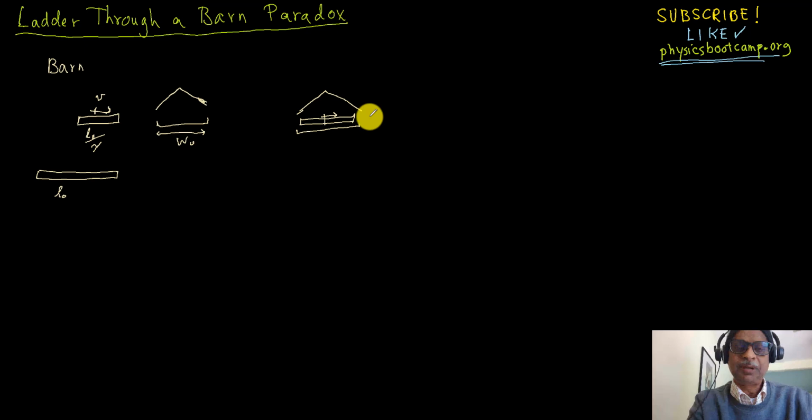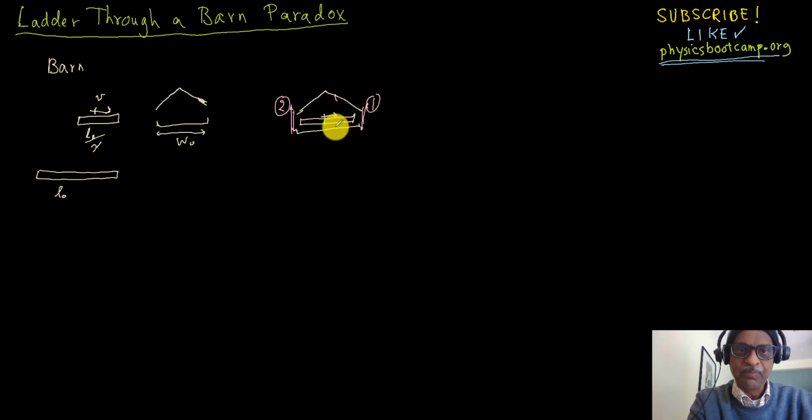Okay, so the front of this is going to close and then open. So down and up. And the back of this will close and up. So there are actually two events happening. And in the frame of this barn, event 1 and event 2 happen at the same time. So we can write down things like this.